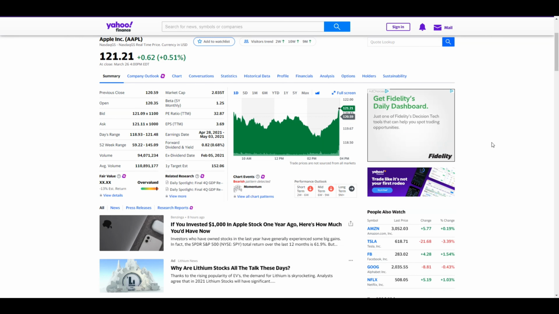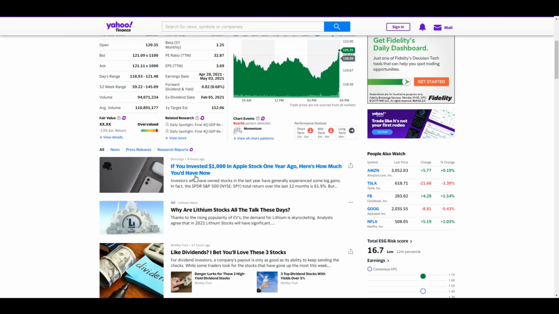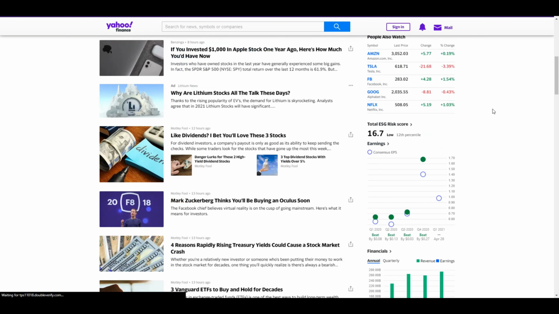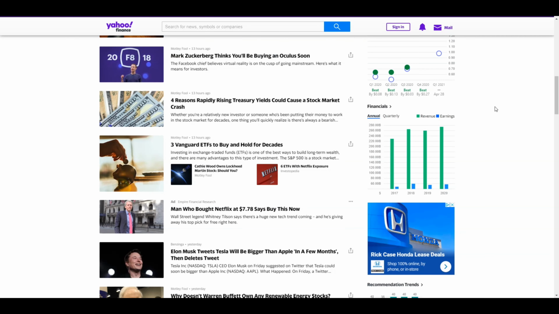So if we scroll down, you have some news and some articles about Apple, other stocks that people look at. We go here, you can see a bar graph of the company's revenues and earnings.